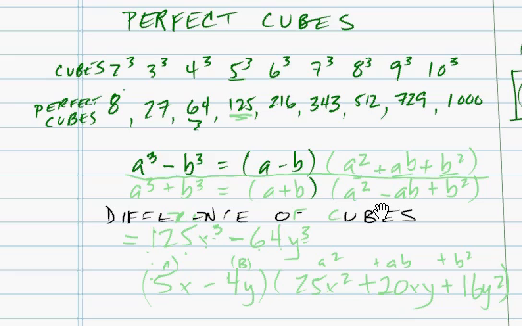So that's going to produce a minus b, and that would be a squared plus ab plus b squared. And if it's positive here, it would be a cubed plus b cubed equals a plus b, and then a squared minus ab plus b squared.